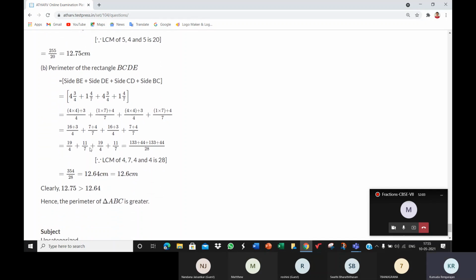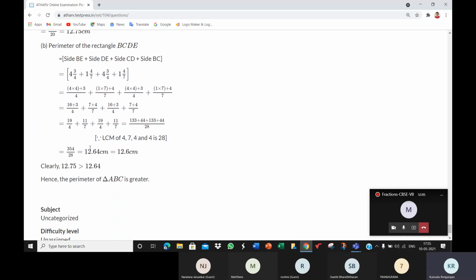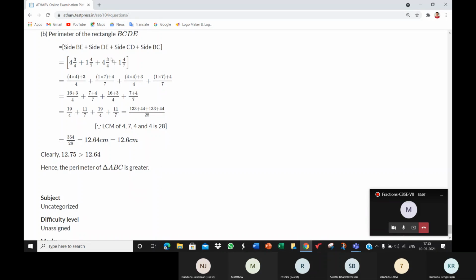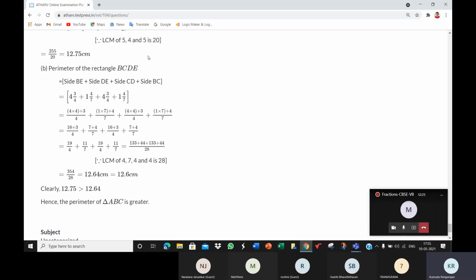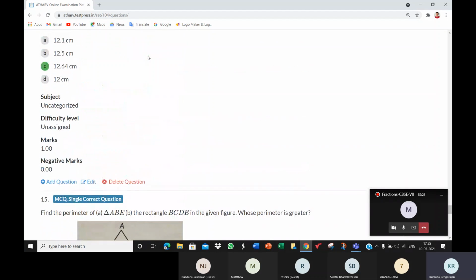This is one thing. Now when you work out the perimeter of BCDE, you should always add the 4 sides. This is a rectangle, so the sum of the 4 sides, correct? Or you can use the formula 2 into L plus B. You can use the formula 2 into L plus B, or you can add all the 4 sides. It's all the same. See here.